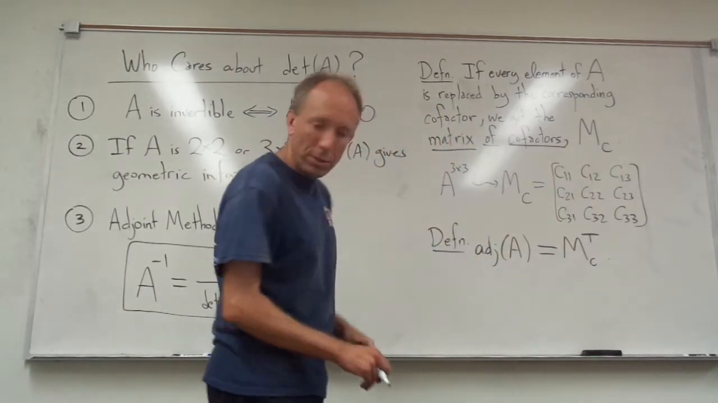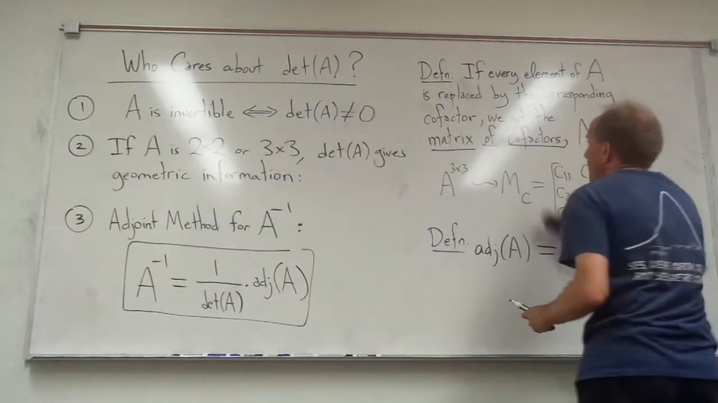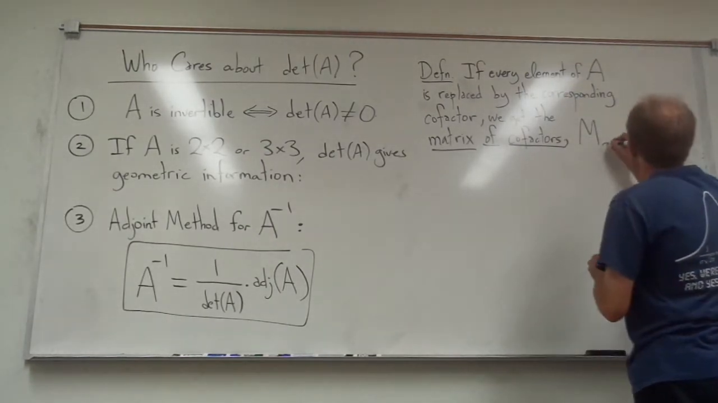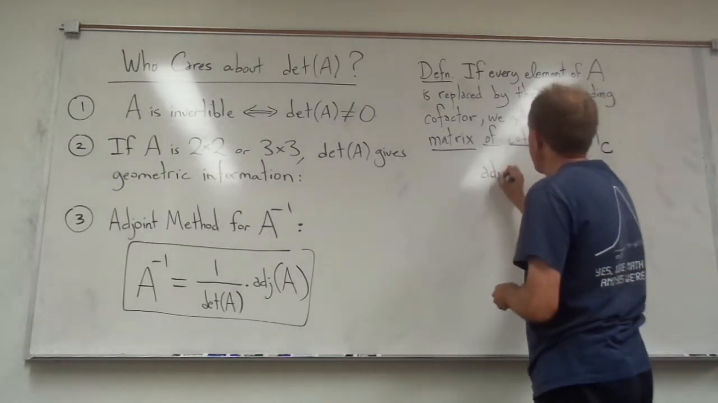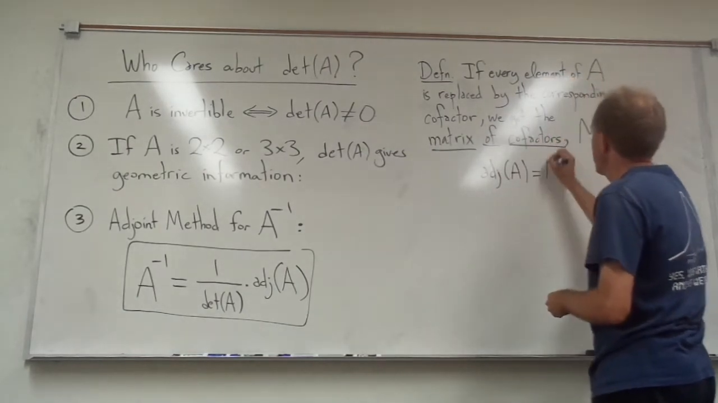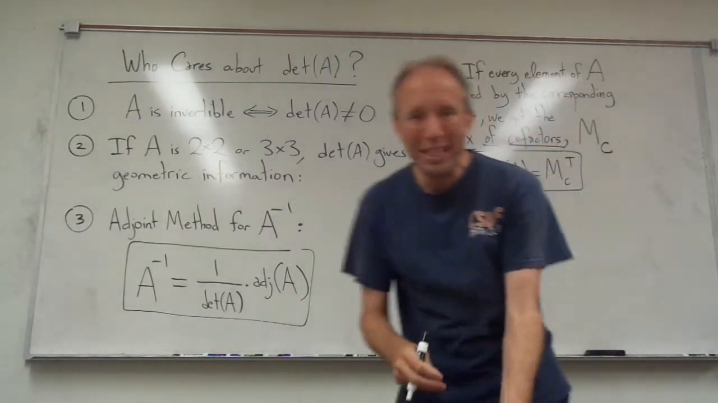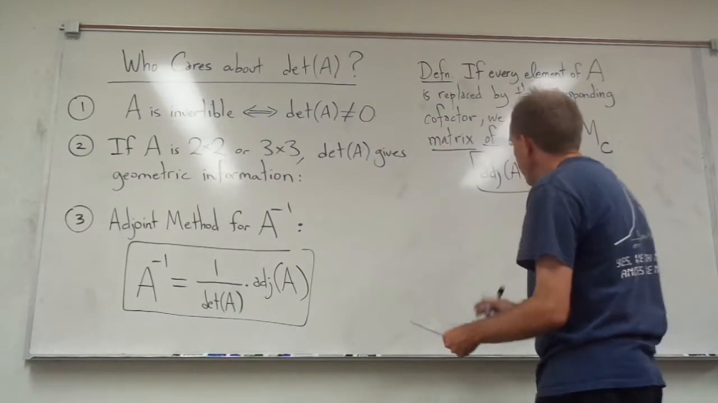Okay? So let's try it on an example. Let's go back to an example here. Let me just remind you, I'm just going to put that formula right here. The adjoint of A is the transpose of the matrix of cofactors. We obviously will need to know that. Okay? So here's an example.